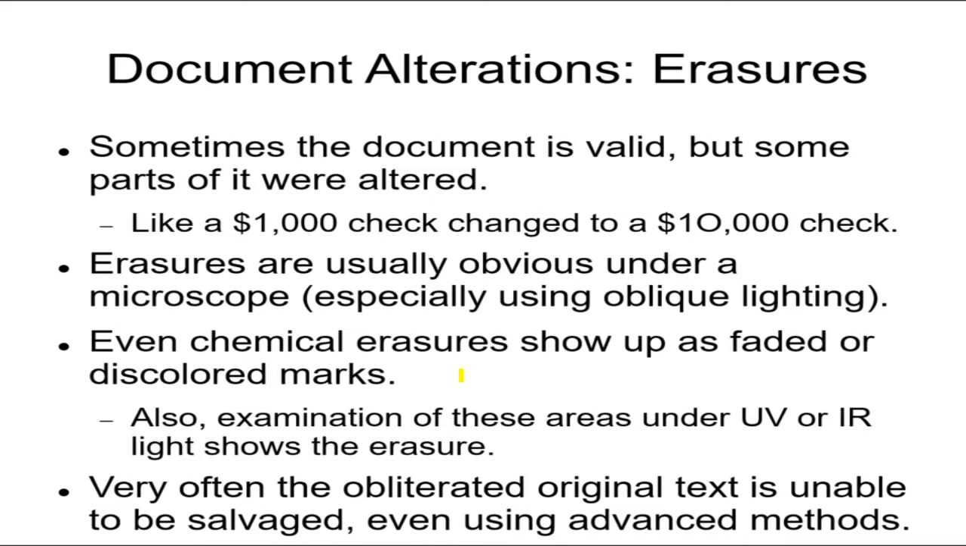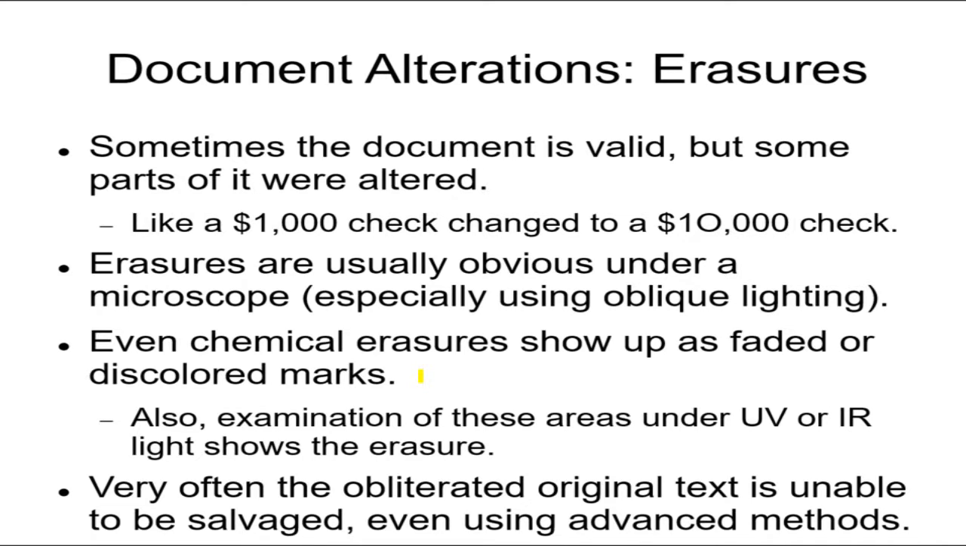That's an erasure, like a falsified or forced erasure, like using something to rub it out. But what if a chemical erasure was done, like where it was just dissolved off? These also can be seen under a microscope. They're like faded or discolored marks because, again, you put a chemical on a paper, you're going to change the paper in a certain way.